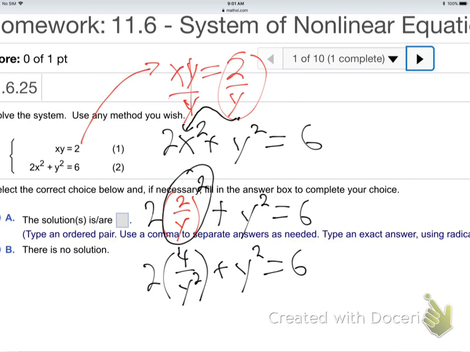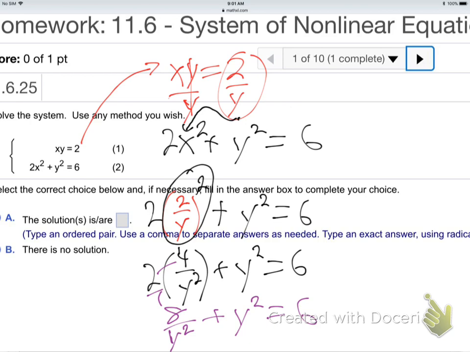And now, what do we do with a whole number like 2 multiplying a fraction like 4 over y squared? How do we deal with that? What's the 2 do? It's over 1, right? So it goes to the top only. 2 times 4 on the top there. So what is that? 8 over y squared plus y squared is 6. Good so far? All right.